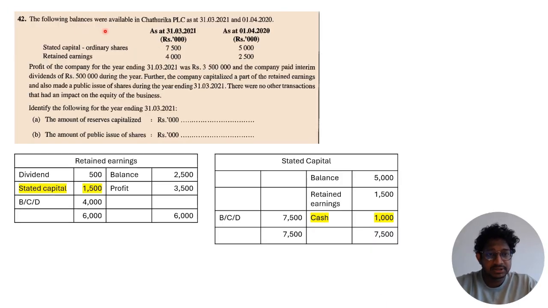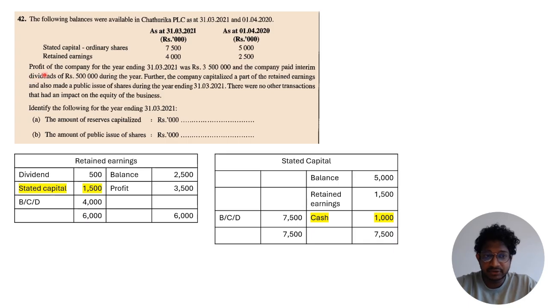42, the following balances were available in Chaturika PLC at the opening and closing dates. The stated capital and retained earnings are given, and they ask for the amount of resource capitalization and the amount of the public issue of shares, right? So the retained earnings opening and closing balances you have to record as given, and the stated capital also.